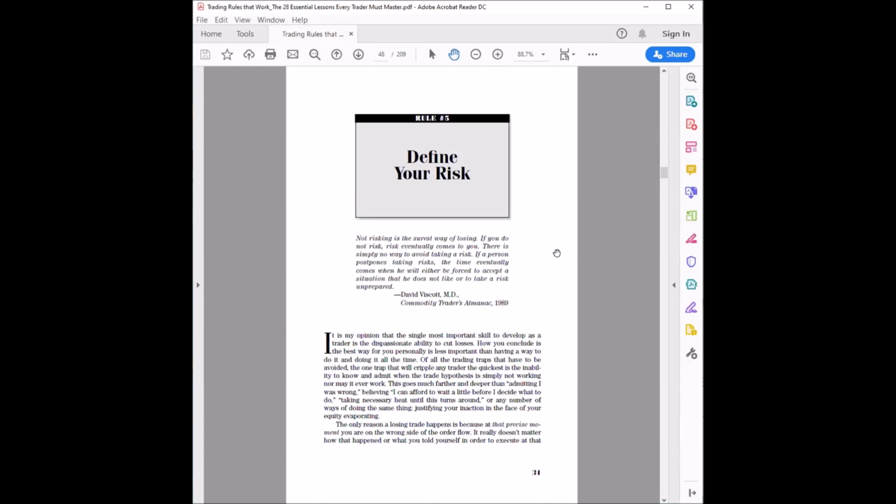So this goes much further and deeper, he says, than admitting I was wrong or believing I can afford to wait a little before I decide what to do, taking necessary heat until this turns around, or any number of ways of doing the same thing, justifying your inaction in the face of your equity evaporating.